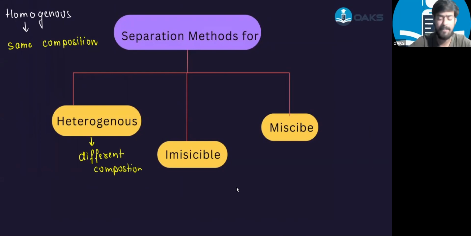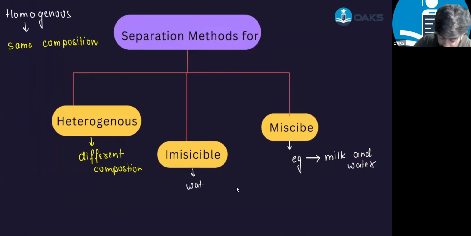Now, how many of you know about the miscible and immiscible liquids? Okay, I'll give the example, and try to think what can be miscible and immiscible liquid. The example for miscible liquid can be milk and water. This can be one example. Second, the example for immiscible liquids can be water and oil. Any guesses what can be the definition of miscible and immiscible liquid? I have given you the examples. Think about it.